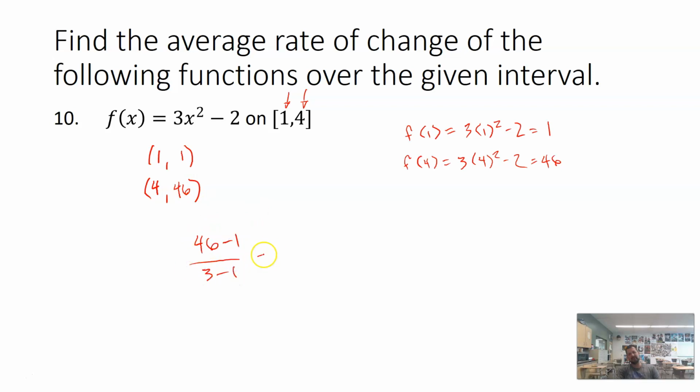So that's just y2 minus y1 over x2 minus x1. Oops, that's 4 minus 1. So 45 divided by 3 gives me 15. That is the slope of the secant line that connects these 2 points together.